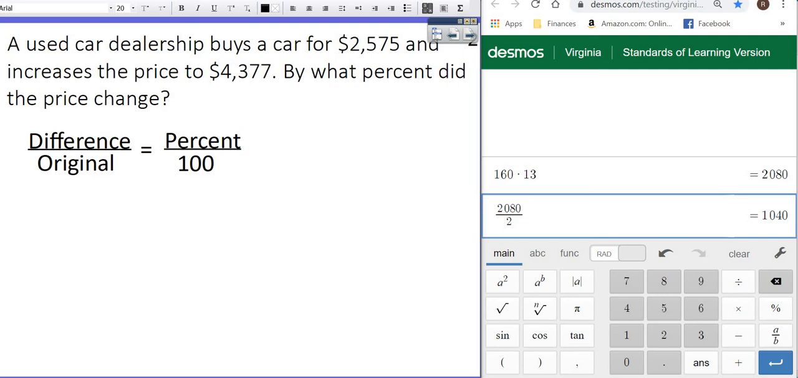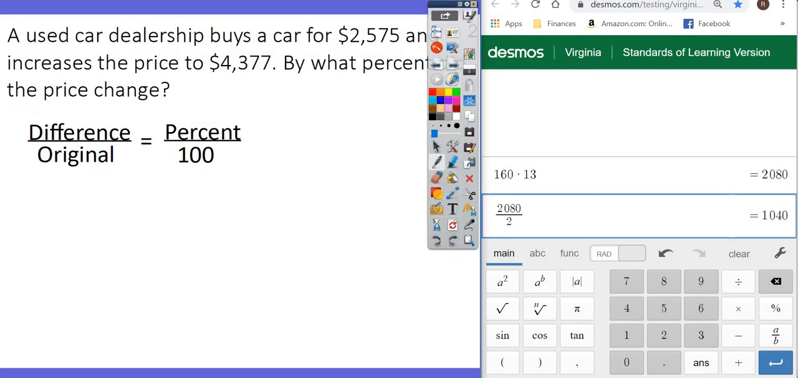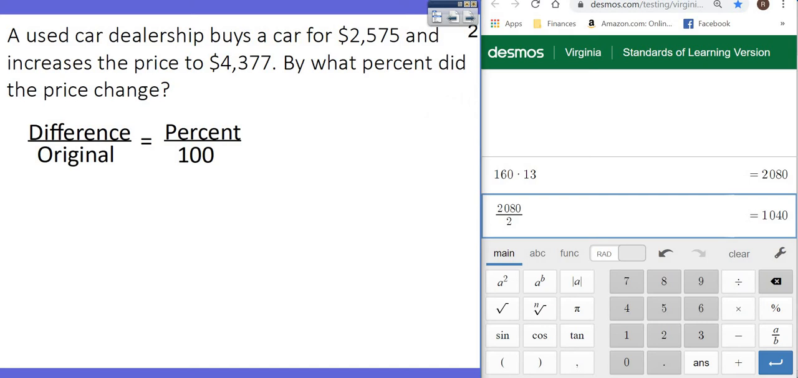So there's a couple of things we're going to have to do here. First of all, it's asking by what percent did the price change? So we know the percent is going to be our X. So when we start filling things in over here, we know that the X is going to go right there. So we know the original price because that's what they paid for it originally when they got it. That's right up here, the $2,575. But we have to have the difference, okay?